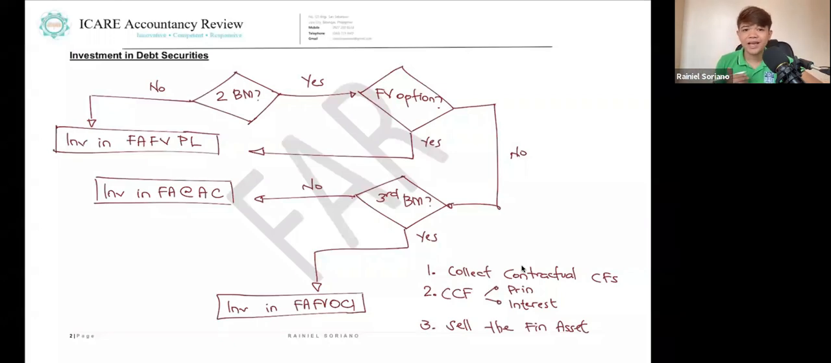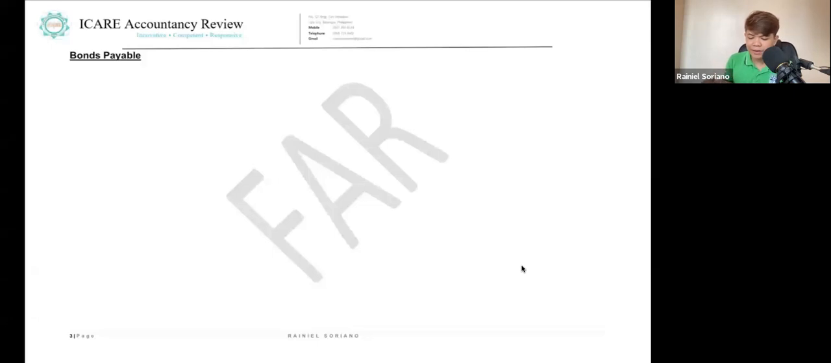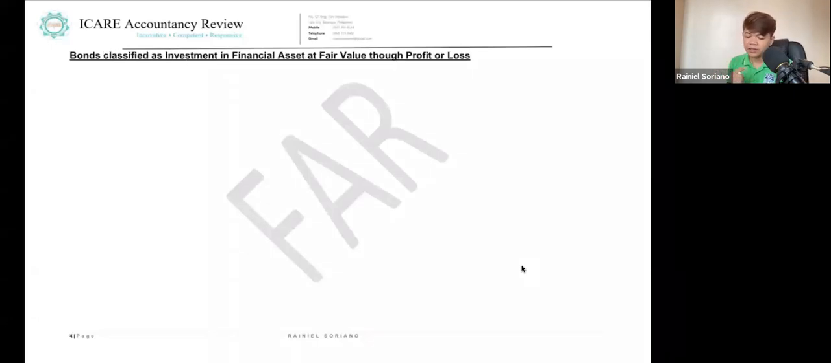Ayan, ganito. Let's discuss these 3 classifications one by one. So start tayo dito sa FVPL since ito yung pinakamadali. Again, FVPL yung pinakamadali. By the way, mamaya na yung bonds payable, babalikan natin yan. So bonds classified as investment in financial asset at fair value through profit or loss. If the classification of our bond investment will be FVPL, what are the rules? What are the procedures? Just refer dito sa mga notes na to.